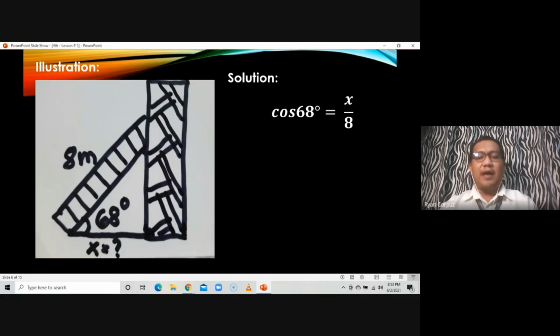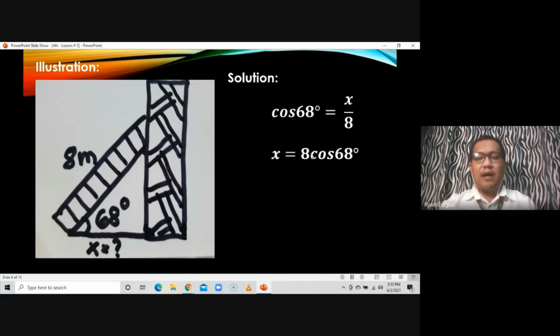Then from there, isolate that given equation so we can apply first cross multiplication. So this is over 1. So 1 times x is x. Then 8 times cosine 68 degrees will be equal to 8 cosine 68 degrees. So x is equal to 8 cosine 68 degrees.